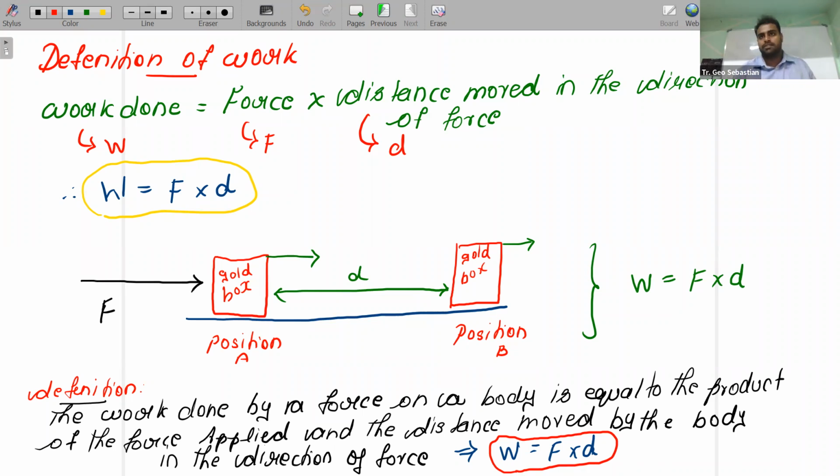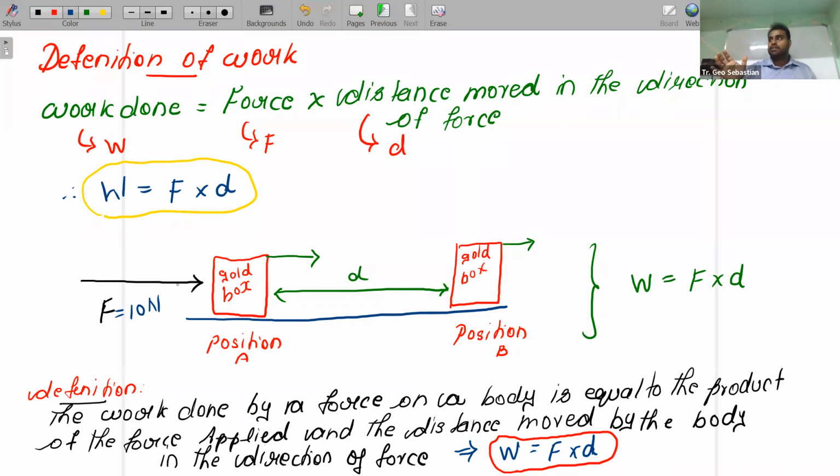The definition in physics we are going to introduce. So what is the definition of work? Work done is equal to force into distance moved in the direction of force. For example, children, consider one gold box here. In that box, I have marked position A and position B. At position A, the box is at rest. Now I am applying a force. Let me consider the force is around 10 Newton, which I apply to the box at position A. Then what happened? The box will move. Am I right?